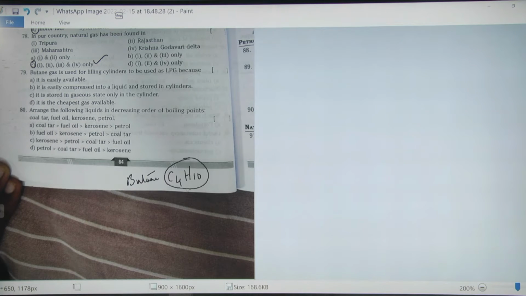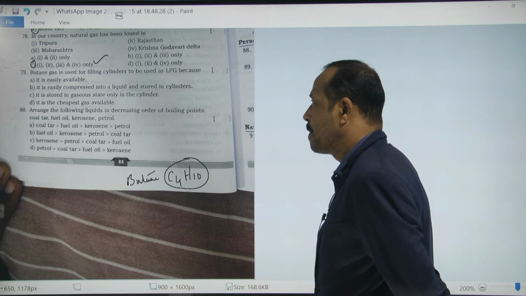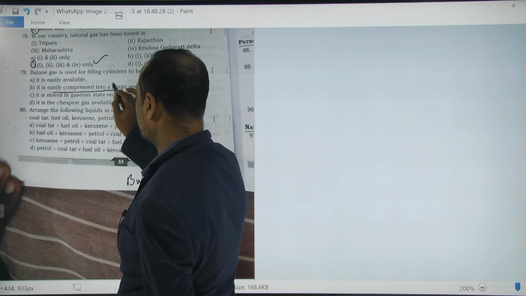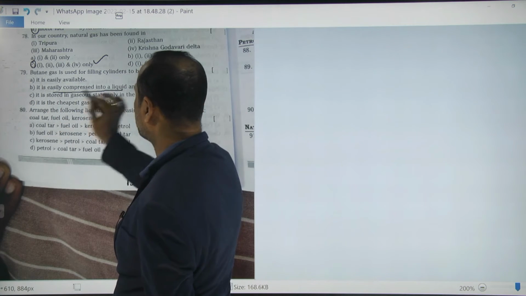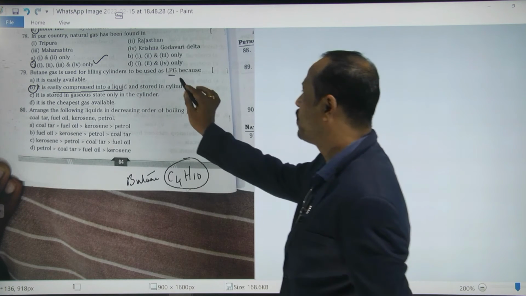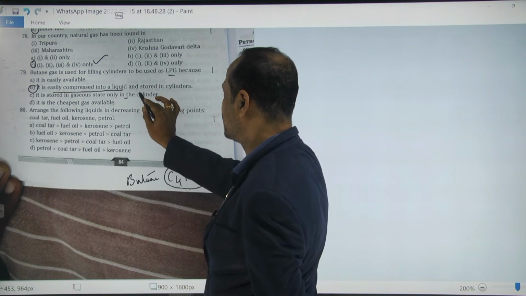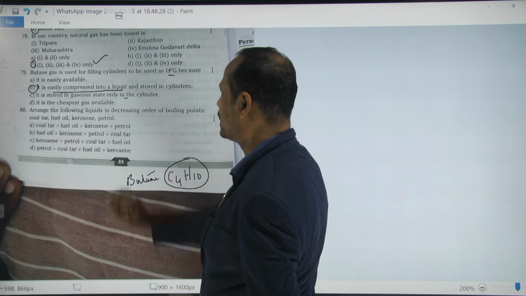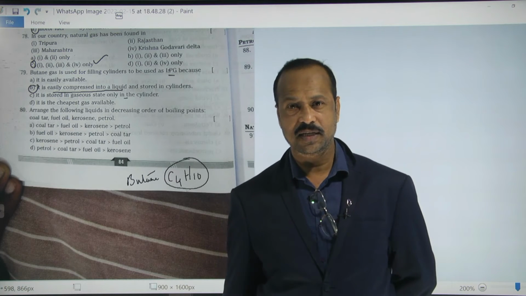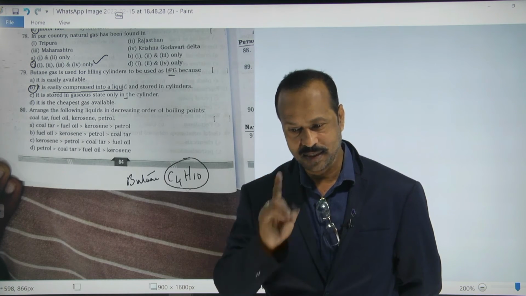Yes. It's stored in gaseous state only in the cylinders. Instead of that, use this one: it is easily compressed into liquid, because what does LPG mean? Liquefied. So it is easily compressed to liquid. This word is not there here. So, liquefied petroleum gas, so it is easily compressed. That's why I said think logically and say the answer. There is no answer in our material, but you should say the answer by thinking logically.